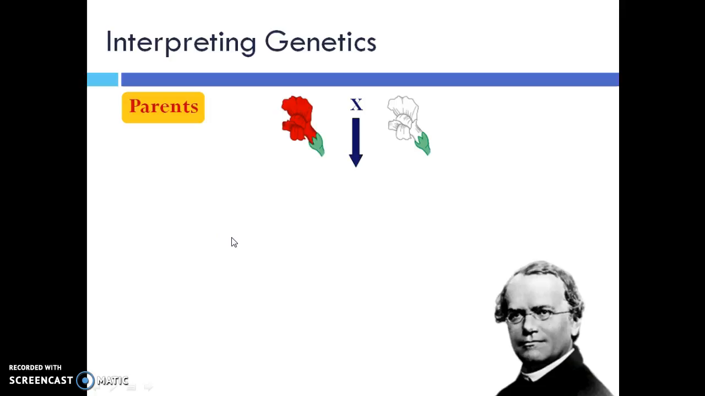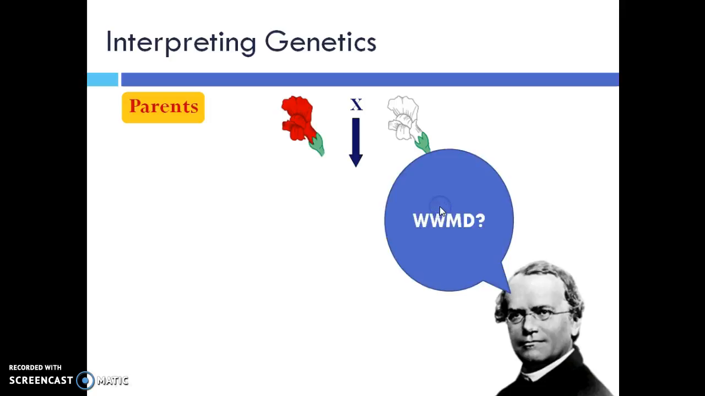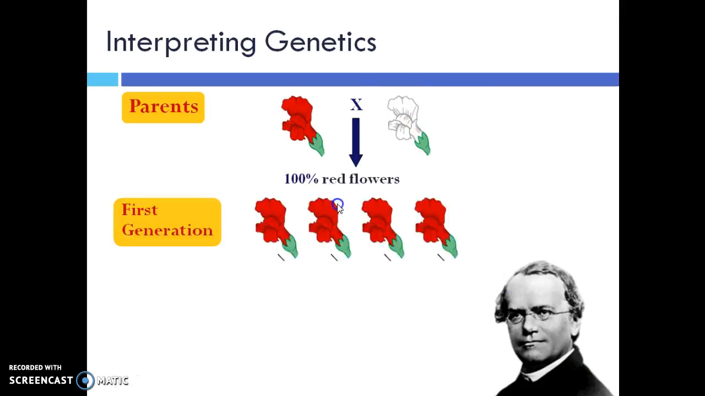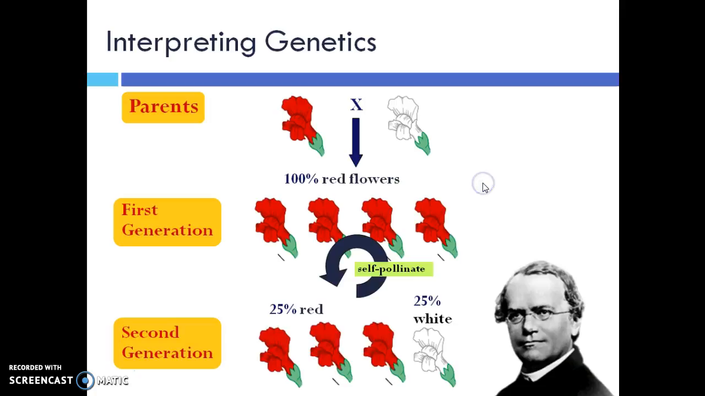So let's take a look at this scenario. We've got a red flower crossed with a white flower. What would Mendel do? Well, Mendel knows that the red flower is probably dominant over the white flower, so he would predict that 100% of that first generation would be red flowers because the red trait is completely dominant over the white trait. And then he would predict that that second generation would have 75% red and only 25% white because that white trait comes back as a recessive trait in that second cross.